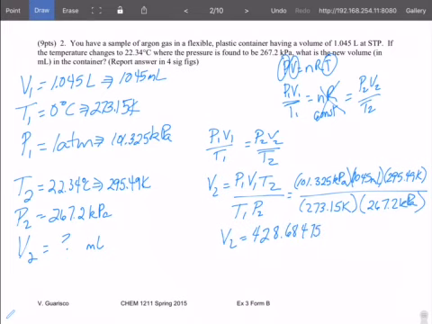428.68475 milliliters. And you were told to report the answer in 4 significant figures, so that would be 428.7 milliliters as my final answer. So this shows you how to use individual gas laws to get your final answer.